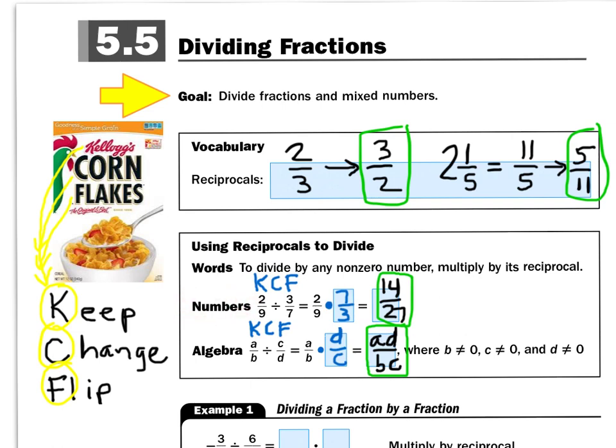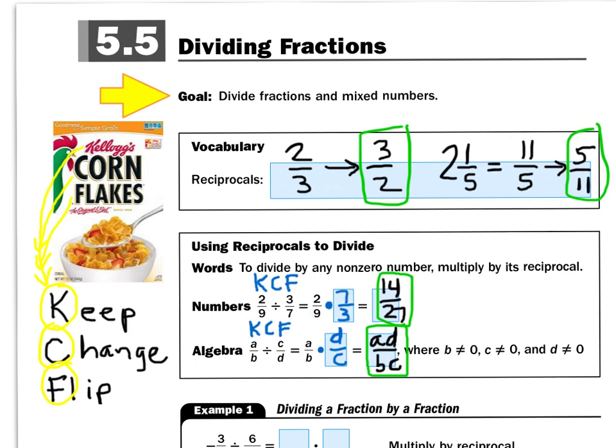Okay, so look at these examples. Look at numbers. If I wanted to do 2/9 divided by 3/7, well, I use Kellogg's Corn Flakes. Keep, change, flip. Keep the 2/9 exactly like it is. Change division to multiplication. I want to see you do that in your work. And then flip that second fraction. So it becomes 7 over 3.